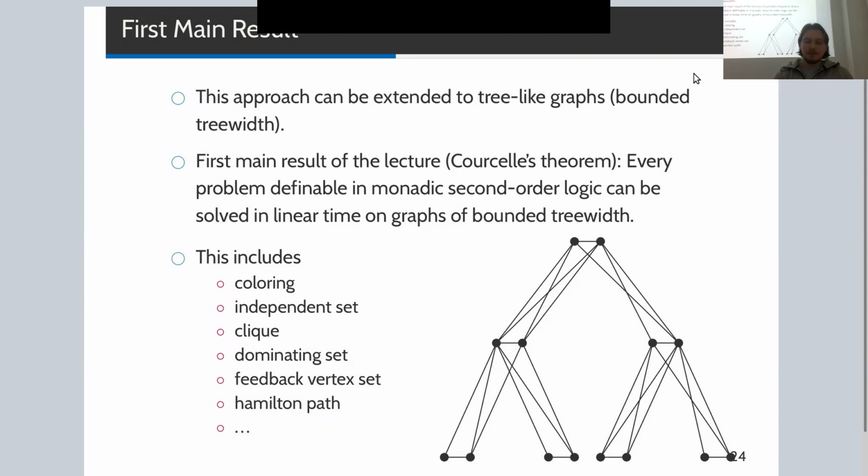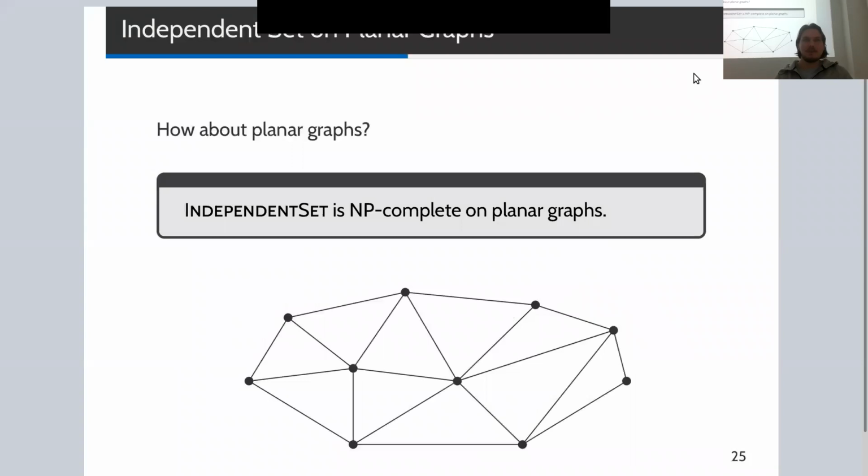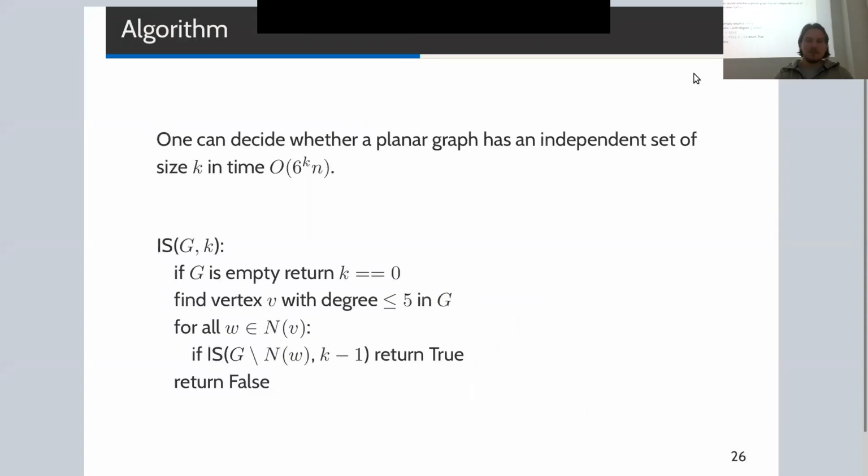And after considering independent sets on trees, in the first lecture we asked next: what can we do about planar graphs, for example? And there we had first some bad news, that independent set is NP-complete on planar graphs. So we cannot get the same kind of independent set algorithm. And in particular, we cannot do MSO model checking on planar graphs, because then we would in particular solve independent set in polynomial time.